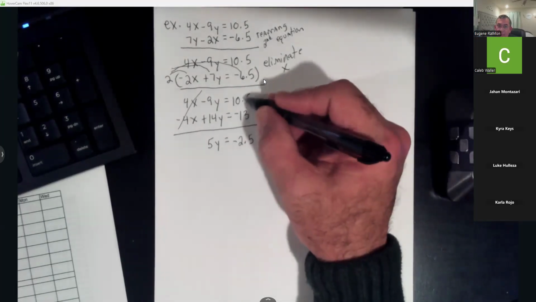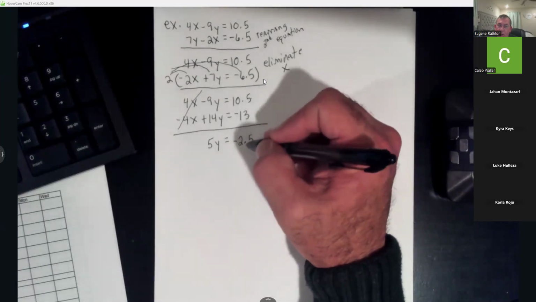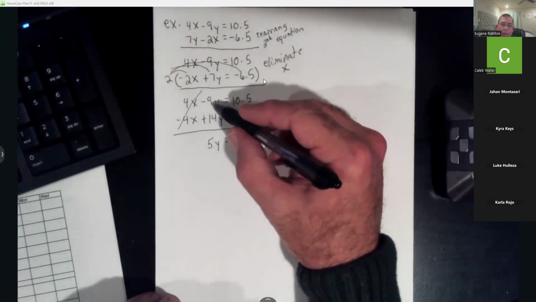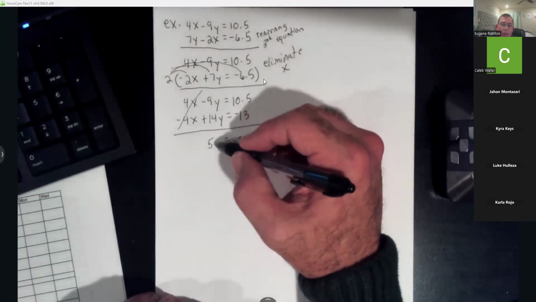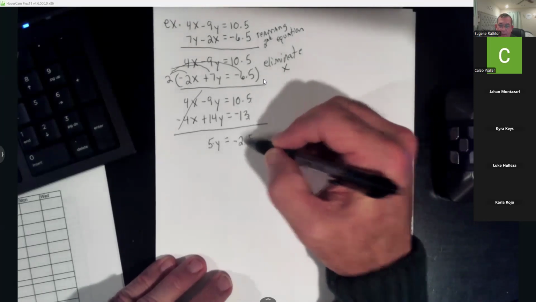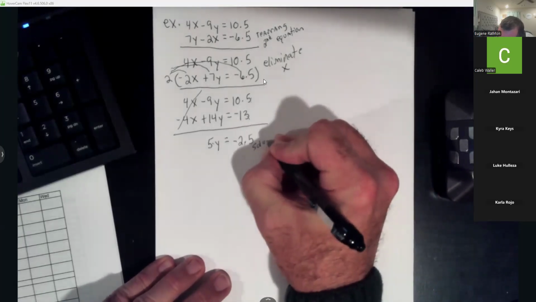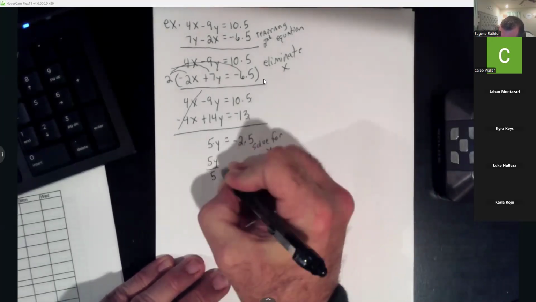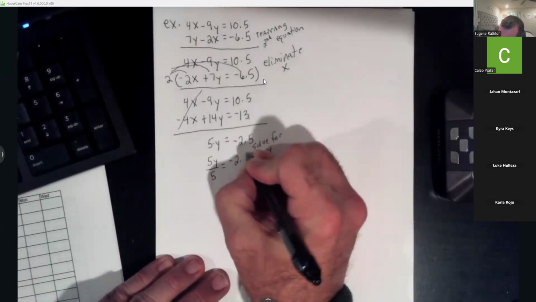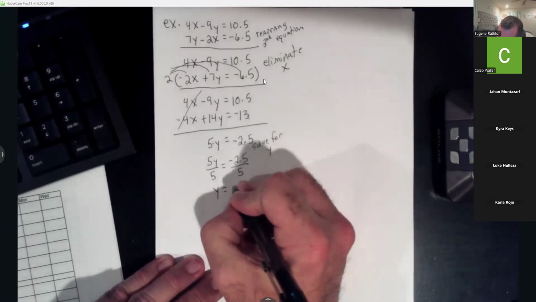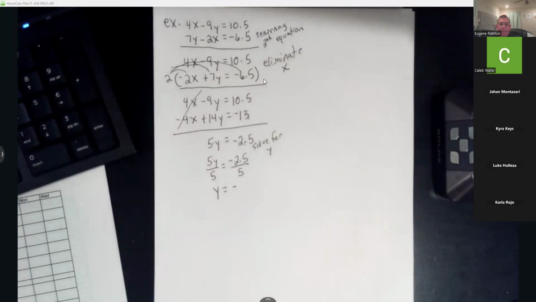So remember, when you're adding a negative and a positive, the larger number determines the sign of the answer. So over here, 14 and -9, positive number was larger, got a +5. Over here, the negative number's larger, so I got a negative answer. At that point, I'm going to solve for y. So 5y divided by 5 equals -2.5 divided by 5. So that's going to give us a 1y. And that's going to be a negative, well, I guess that'd be what? 0.5?